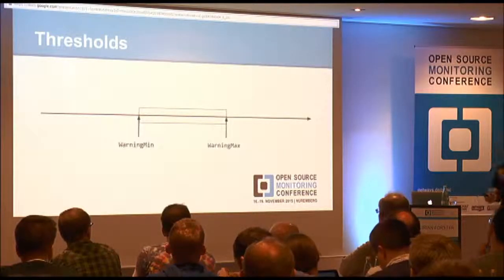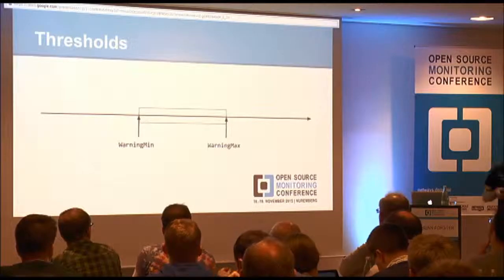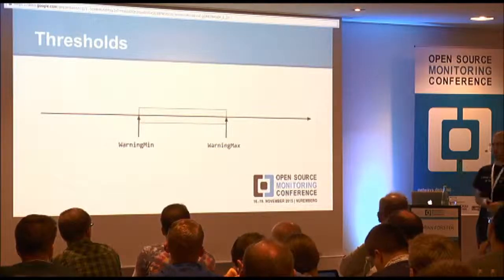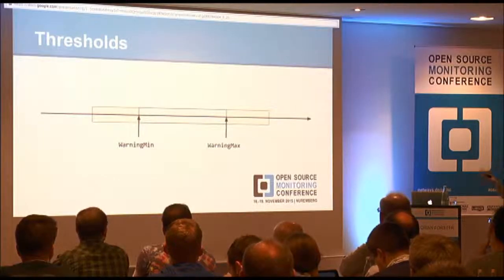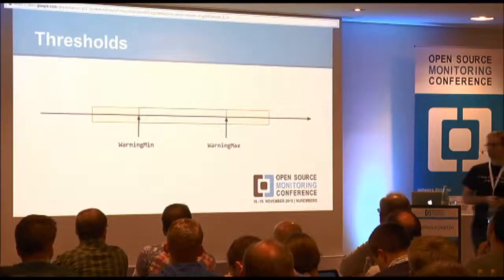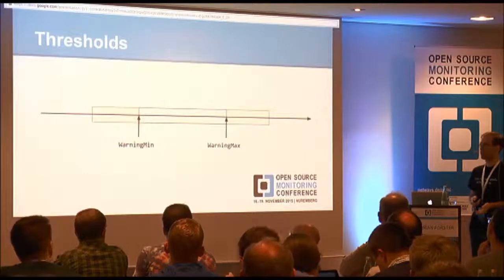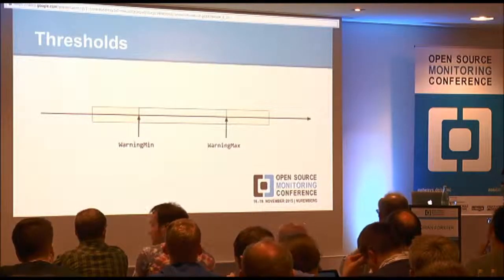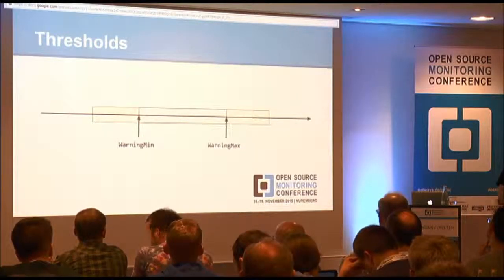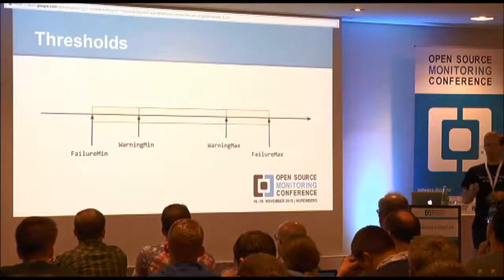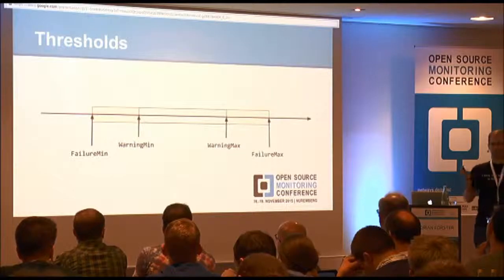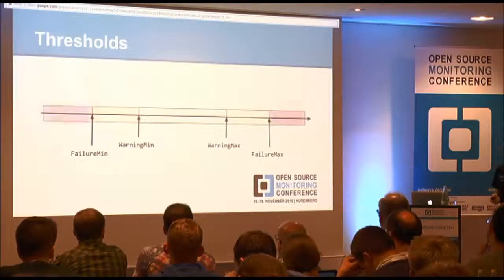Then you would say warning min and warning max on the lower and upper bound of these values, and as soon as your metric exceeds this acceptable bound, a warning is generated. If you want to use failure in addition to warning, you would set failure min and failure max on the lower and upper bound of this warning range, and everything falling outside of that would be a failure.